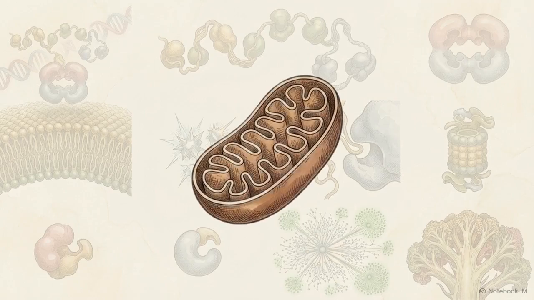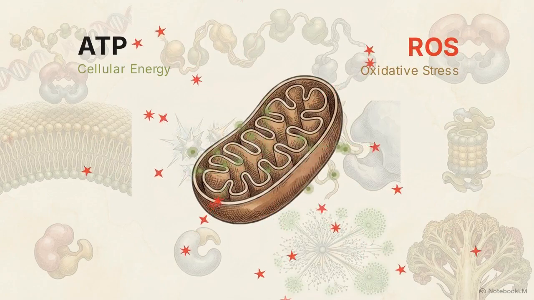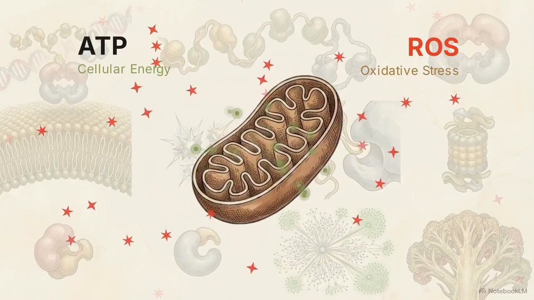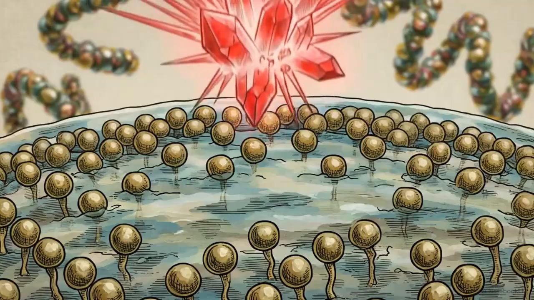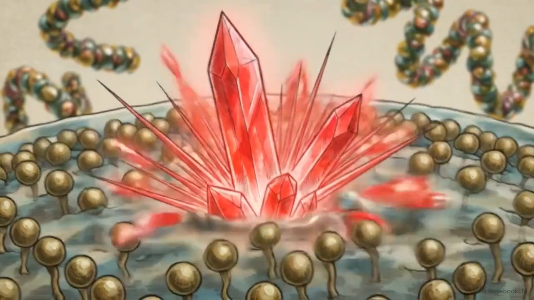Aerobic life depends on a paradox. Organisms rely on mitochondrial oxidative phosphorylation to generate the ATP required for survival, yet this respiratory process produces reactive oxygen species, or ROS, as obligate toxic byproducts. Unmitigated oxidative stress causes macromolecular damage.